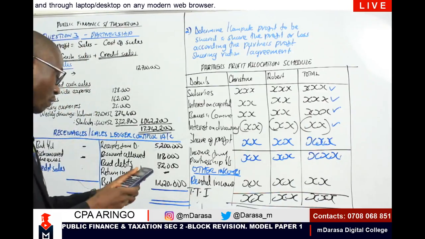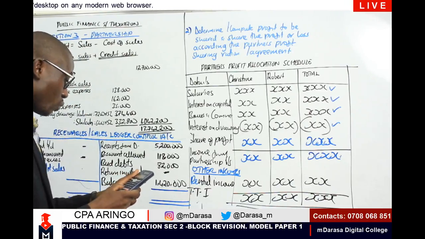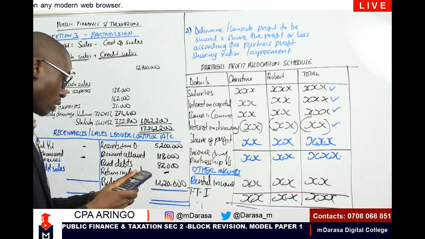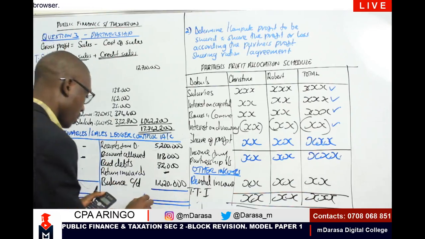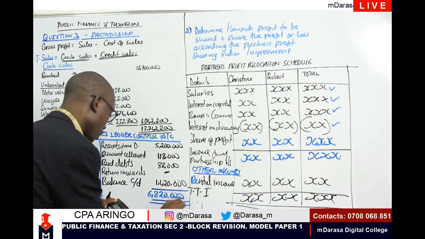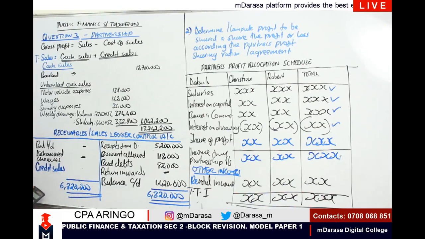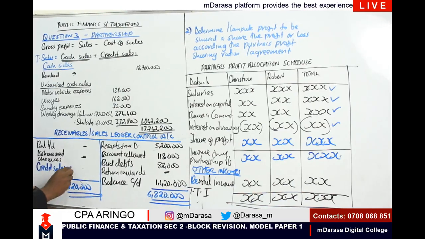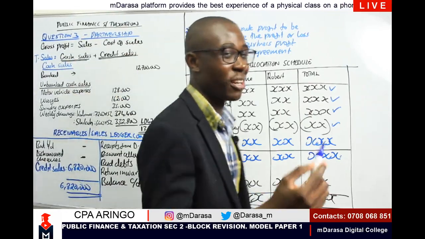We should be talking of 5.2. We add 118,000. We add 82,000. We add 1,420,000 to give me a figure of 6,820,000. So therefore, my credit sales, I should be talking of 6,820,000. As simple as that.